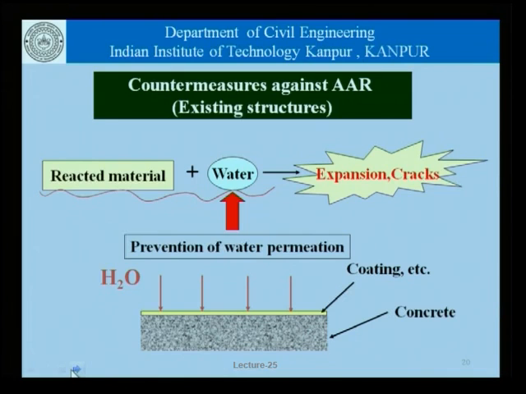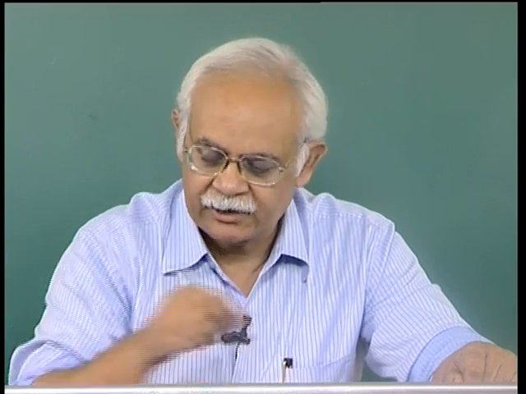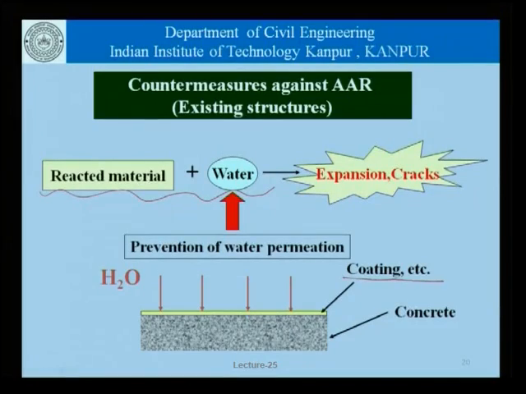and that is an option which is available even in fresh construction. In a new construction, we can try to apply a coating on the surface of the concrete which will prevent ingress of water into concrete. If we are able to do that, fine, but that is more or less the only option that is available to control alkali aggregate reaction in an existing structure.